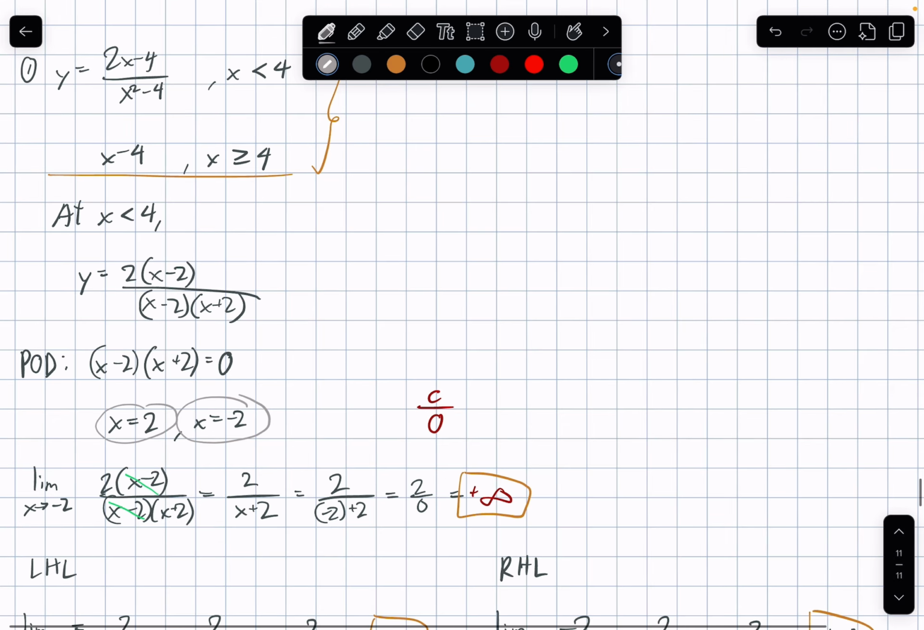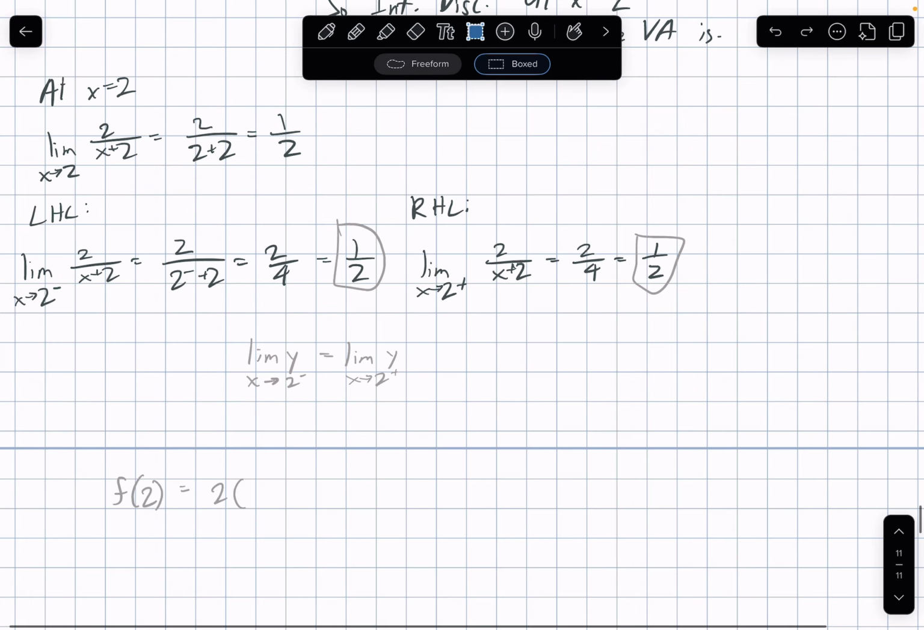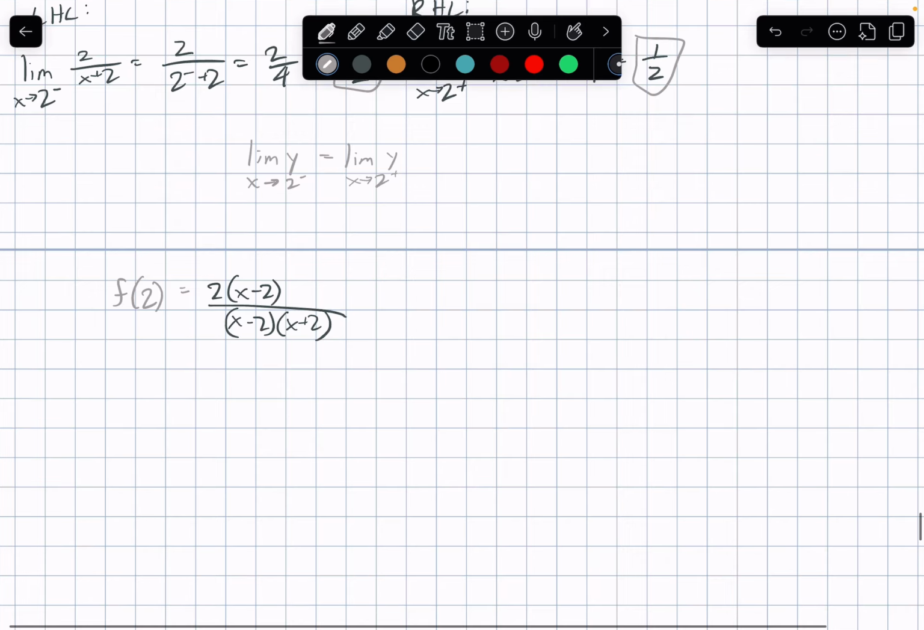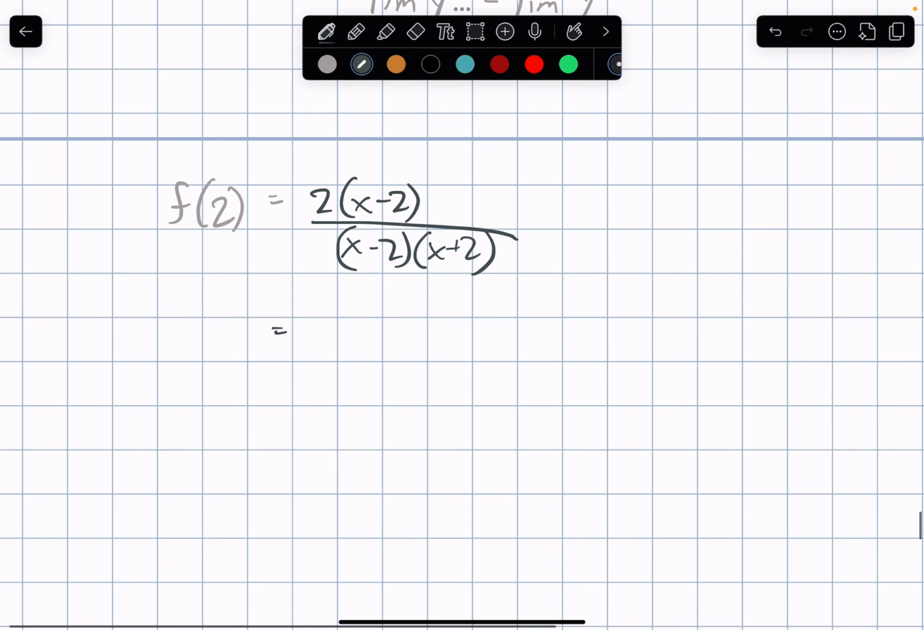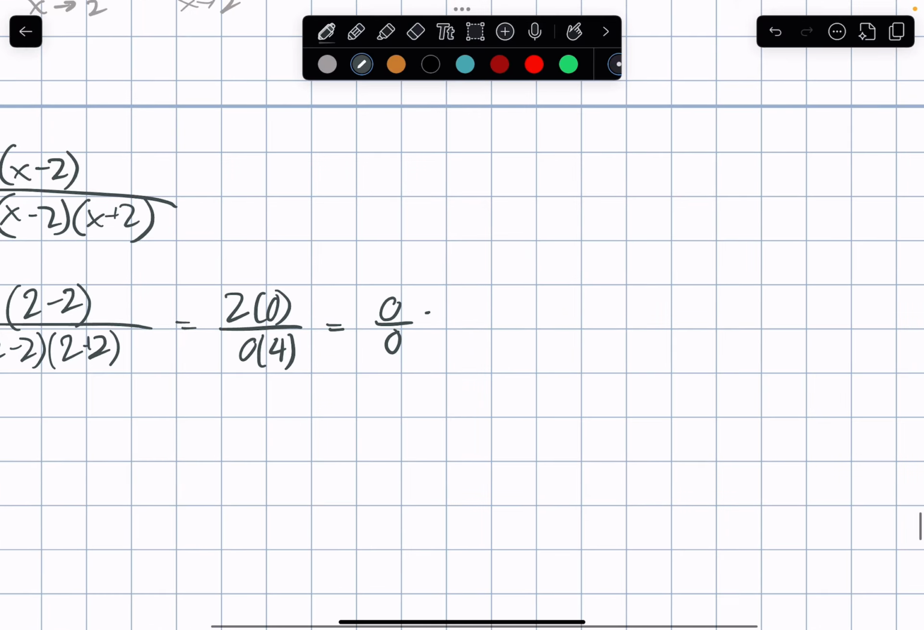let's copy this exact thing again. Sorry. So 2 times 0 over 0 times 4. That's equal to 0 over 0. It is an indeterminate form. Therefore, f of 2 is undefined.